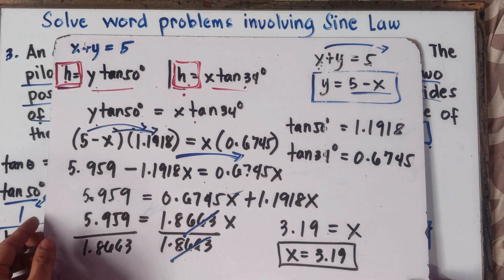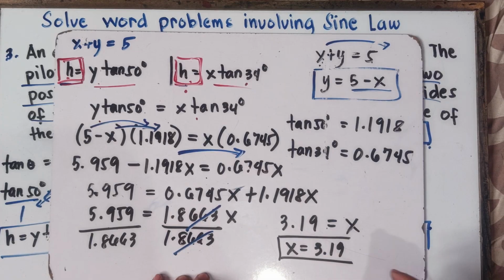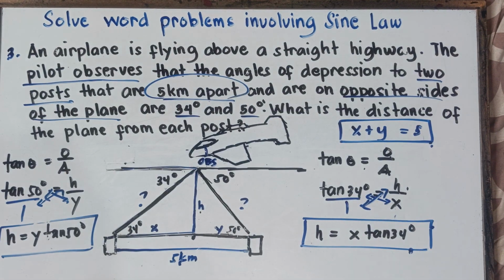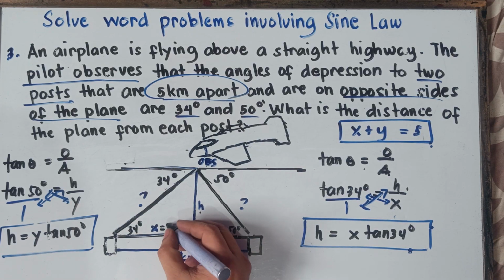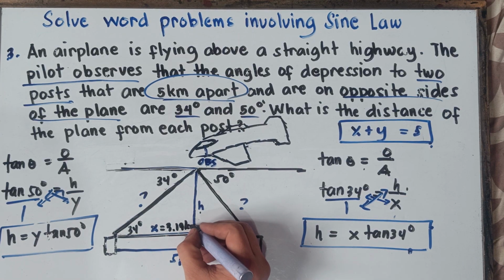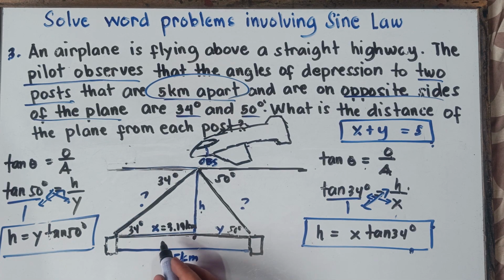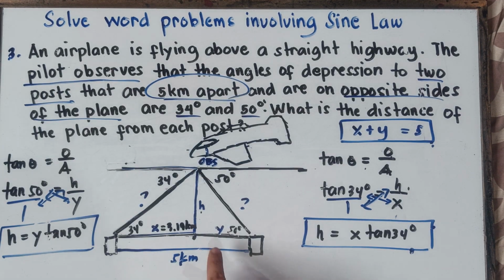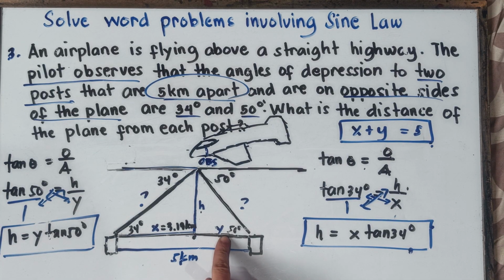So this is the value of x, class. Do not forget the units, class. That would be kilometers. Alright, so this one right here, x is equal to 3.19 kilometers. Once again, class, x is 3.19 kilometers. Now, can we find the value of y? Yep, we can find the value of y, right?